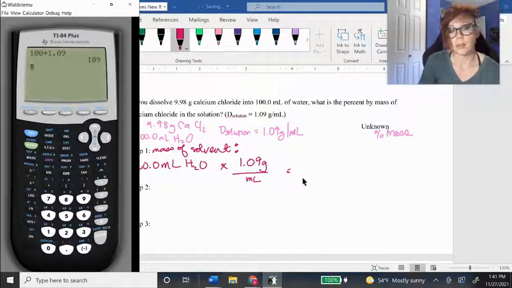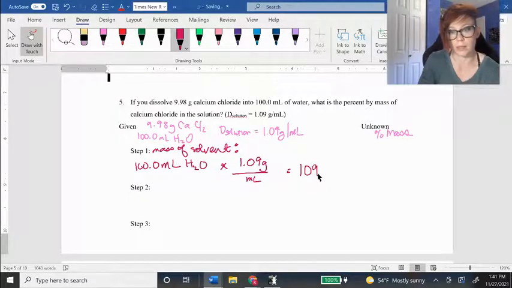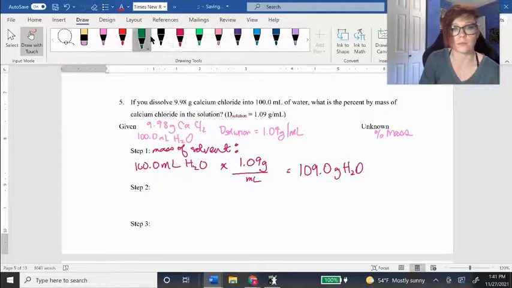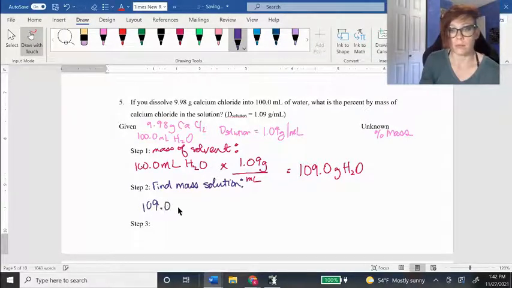That gives me 109.0 grams of water. Now, this is just the water. This isn't the solution. So your second step is to find the mass of the solution. So I'm going to take 109.0 grams of water. I'm going to add the mass of calcium chloride, so 9.98 grams of CaCl2.